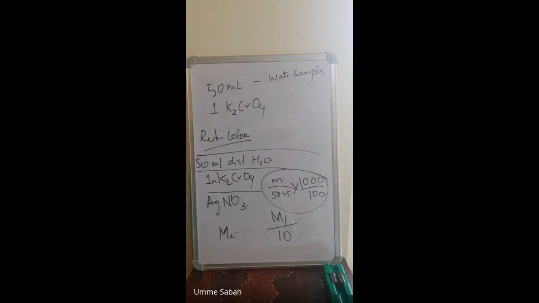And volume of silver nitrate solution. How much silver nitrate solution are you taking? We are taking 50 ml of burette. That will be your V2. Go for molarity of silver nitrate calculations.